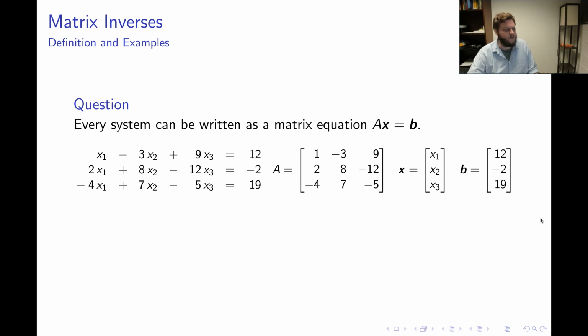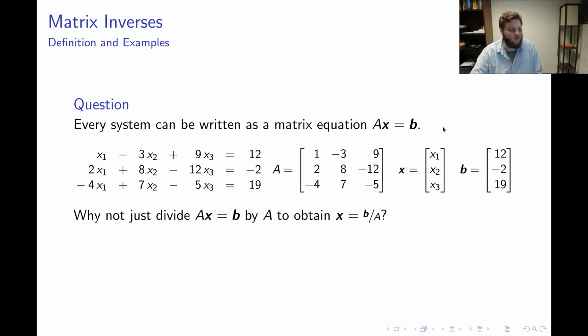So the idea here says, well, if to solve a system of equations, I just want to find the vector X, why couldn't I just do what I normally do in ordinary arithmetic and take the equation AX equals B and just solve for X? Now, if we were working with ordinary scalars, and this were a scalar equation, how would we solve for X? We would divide by A. And this would give us the expression X equals B over A. So this seems like a reasonable question. Why not just divide by A to get the answer to our problem?